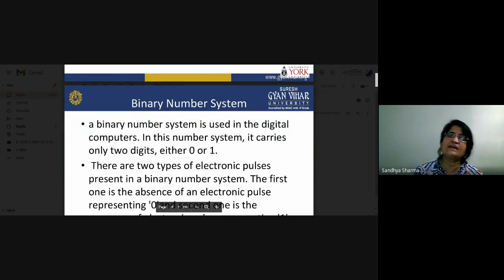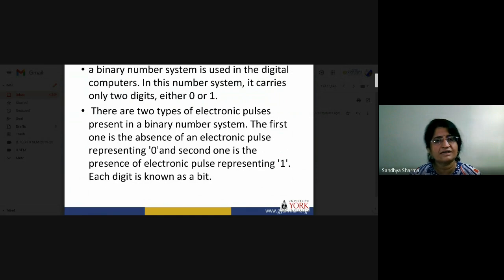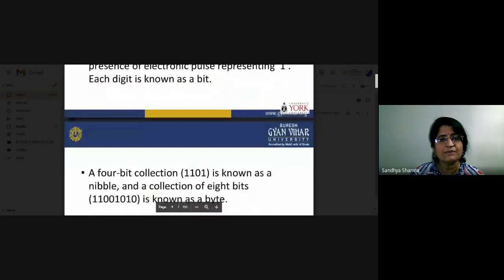As you know, the binary number system has two digits. It is either 0 or 1. That is basically just like electronic pulses present in a binary number system: absence of an electronic pulse or presence of an electronic pulse. Absence of an electronic pulse is indicated as a 0 and presence of an electronic pulse is indicated as a 1. So this is a very general description of our binary system.